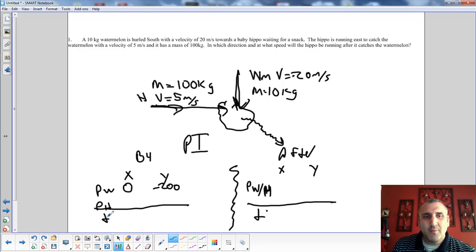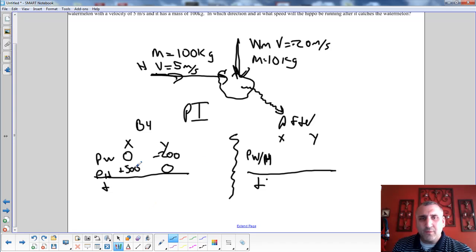And the momentum of the hippo is 5 times 100, or positive 500 kilogram meters per second, and nothing in the y. So negative 200 kilogram meters per second because it's going down, and positive 500 kilogram meters per second in the x because it's going to the right. So I hope that makes sense.